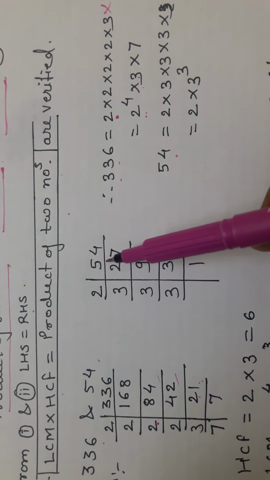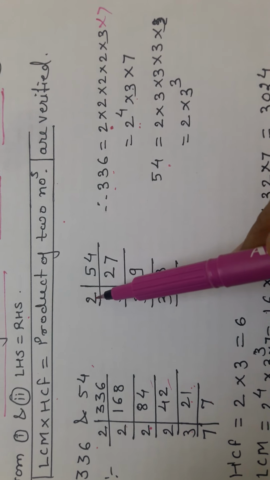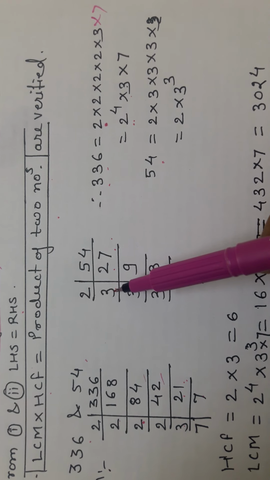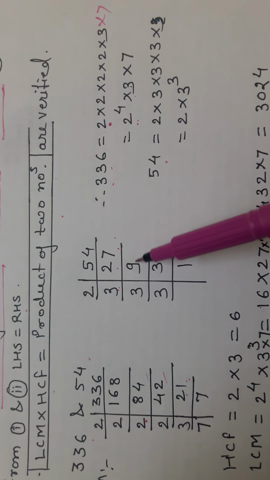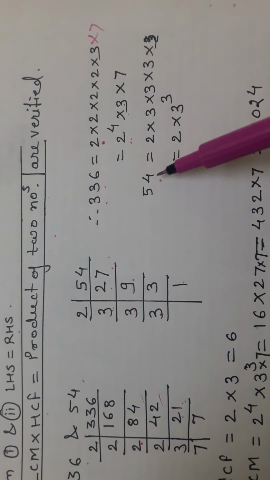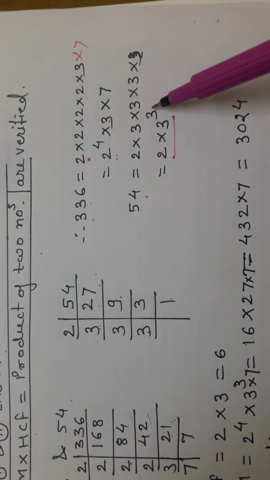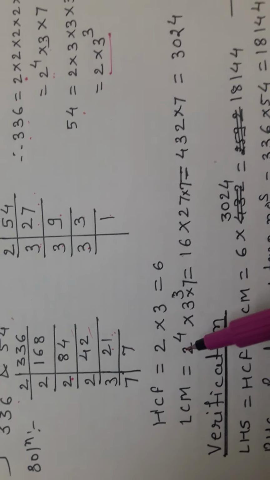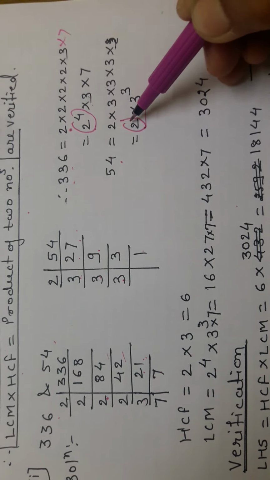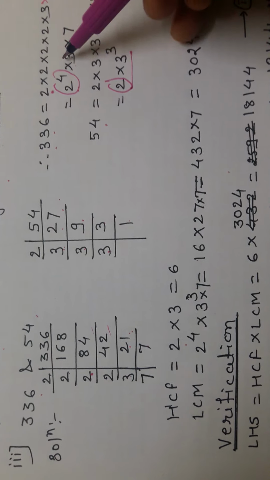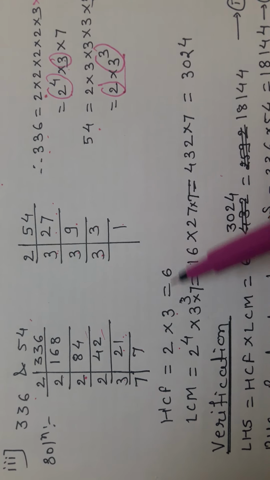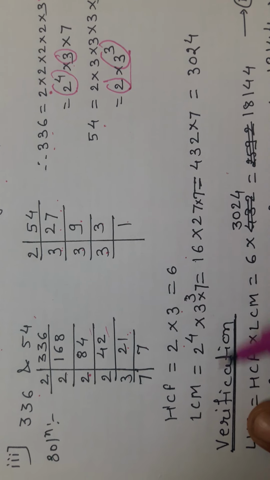Then next is 54. It is an even number, that's why it is divisible by 2. 27 is not even, that's why we will try 3. 3 nines are 27, 3 threes are 9, 3 ones are 3. So here we get the factors of 54 as 2 into 3 raised to the power 3. HCF is the common number. Common is 2, but with the lowest power, that is only 2. Again 3 is common, but with the lowest power, means 3 only. So 3 twos are 6, which is the HCF.